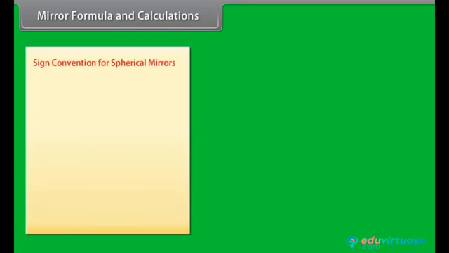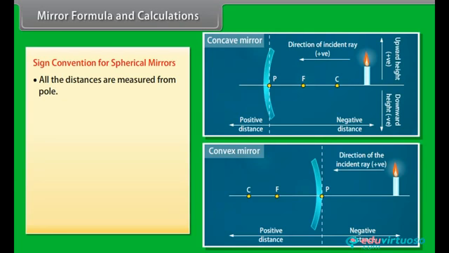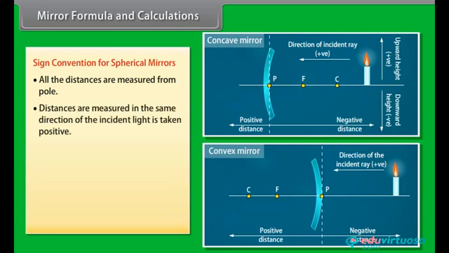Sign convention for spherical mirrors. All the distances are measured from the pole. Distances measured in the same direction as the incident light are taken positive. Distances measured against the direction of incident light are taken negative.